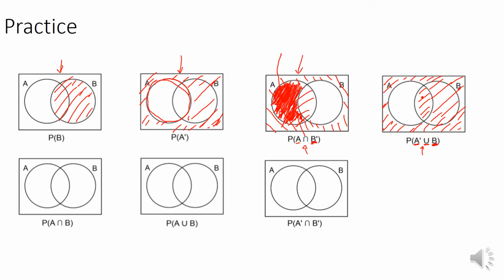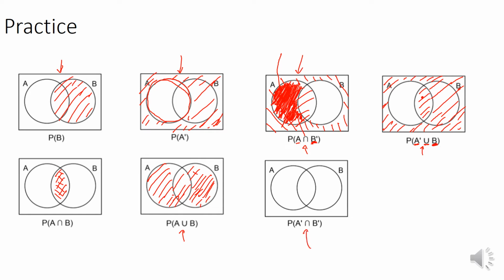Okay, so probability of A intersection B. This one's a bit easier, so it's just the crossover of A and B. Then we've got the probability of A union B. That is all of A added with B. So that is just the whole thing there.